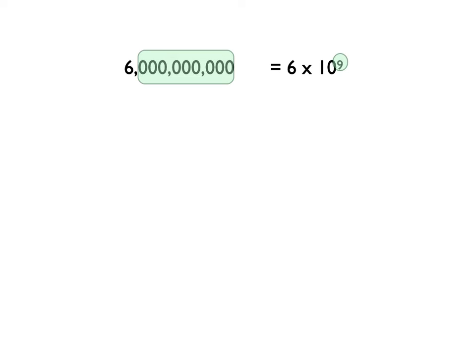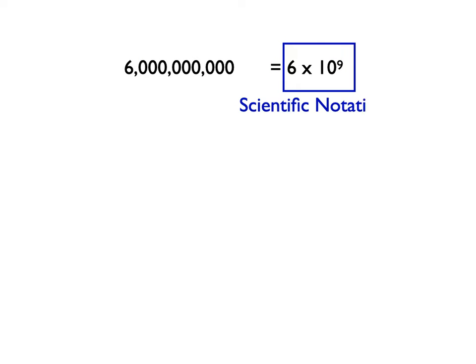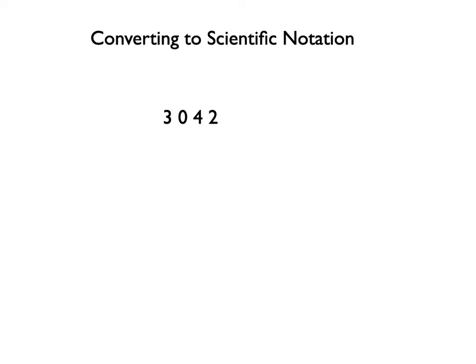This format, in which we multiply a number between 1 and 10 by a power of 10, is called scientific notation. We can use a simple process to convert any number into scientific notation. Let's take the number 3042 as an example. We start by recognizing that this number really has a decimal point at the end, even though it wasn't shown.